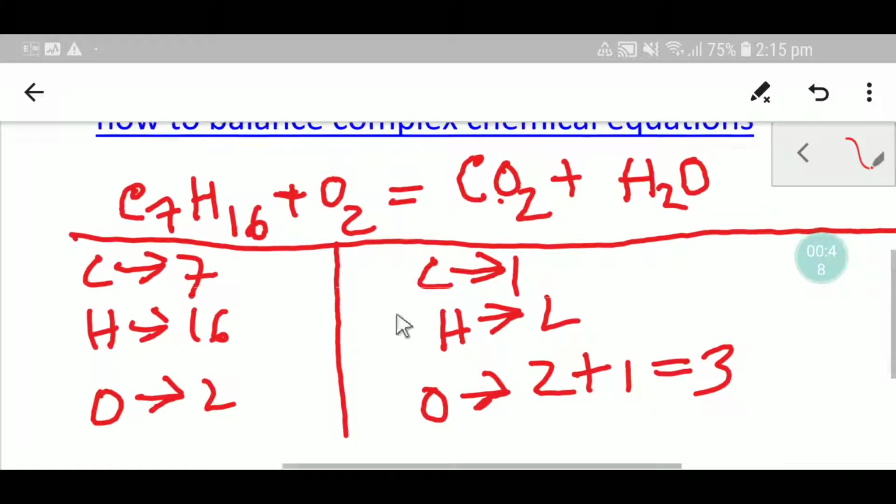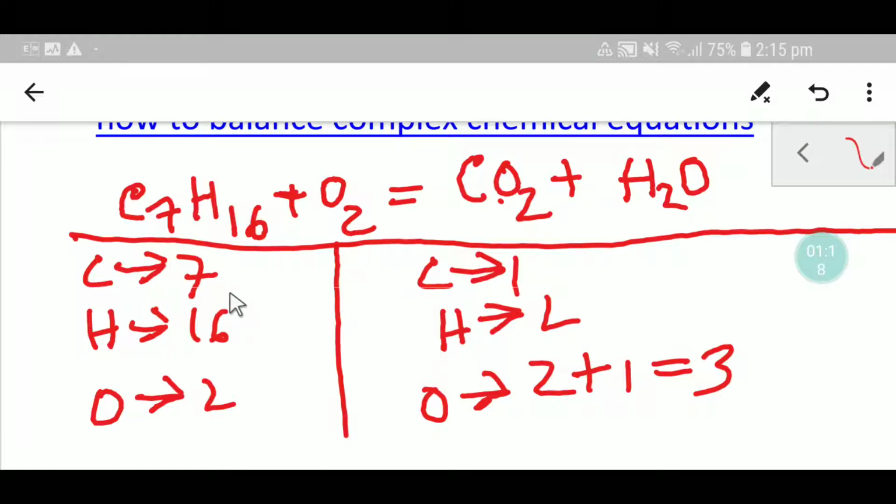a table like this. So this is the table, and on the left hand side we have 7 carbon, 16 hydrogen, and 2 oxygen, and on the right hand side we have 1 carbon, 2 oxygen plus 1 oxygen, that gives you 3 oxygen, and 2 hydrogen. Okay, and in the second step we have to balance the number of atoms on both sides.